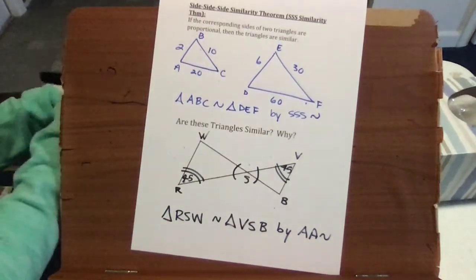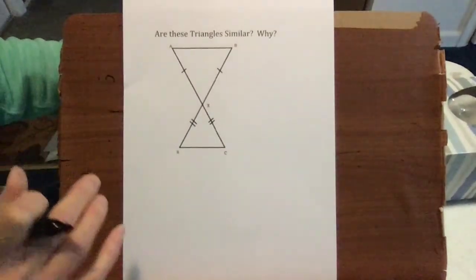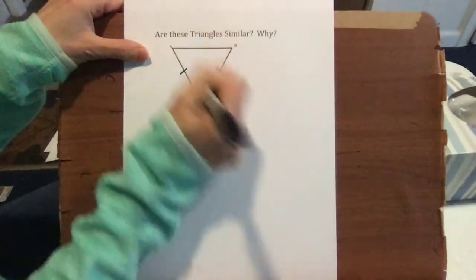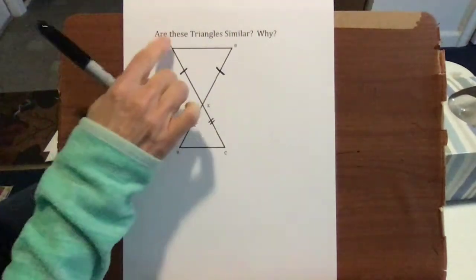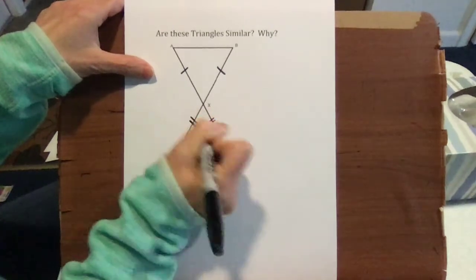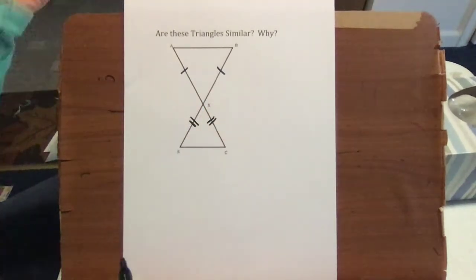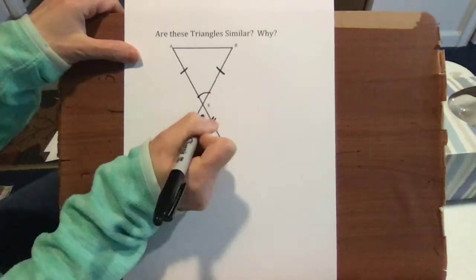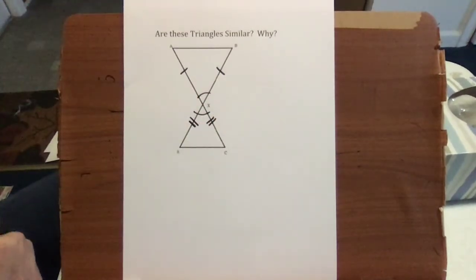All right, next example. Are these triangles similar, and why? Well, we have these two sides equal, so we have an isosceles triangle in AXB. We also have an isosceles triangle in RXC. So what we're missing is either a third side or an angle. But we do have angles here by vertical angles theorem.